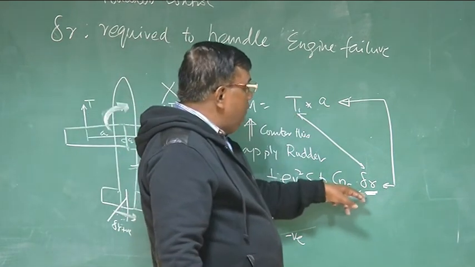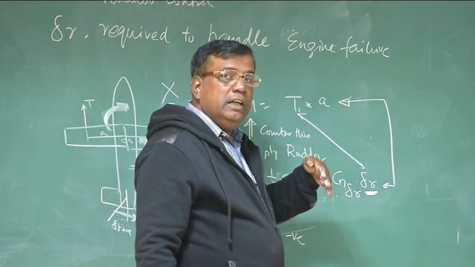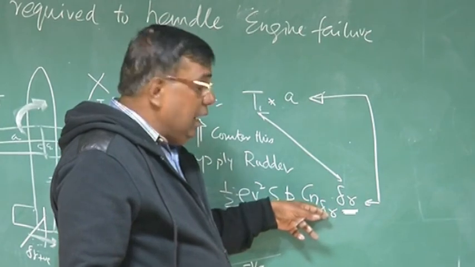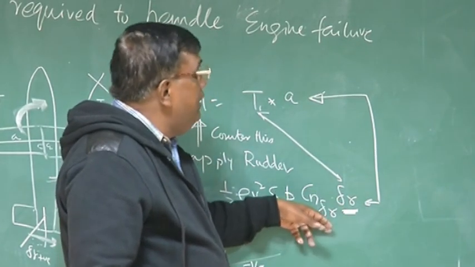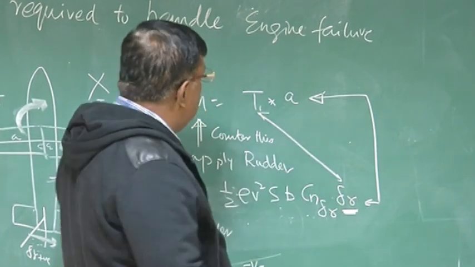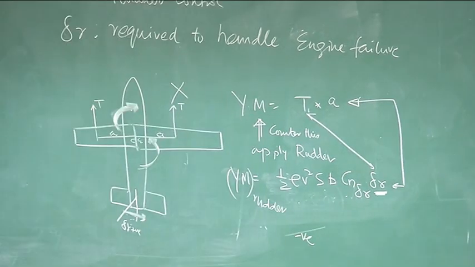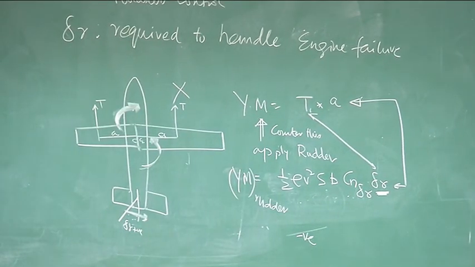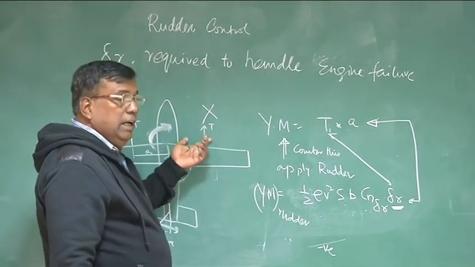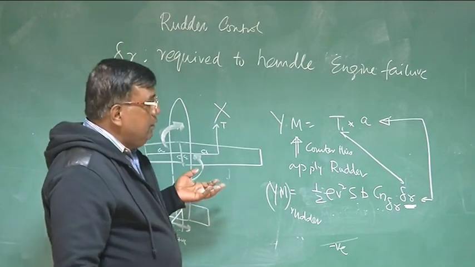And then I should also know the limitation of delta R, how much delta R I can deflect for it to remain effective. Right? So for a particular value of Cn delta R, if the delta R is very high, I'll increase Cn delta R so that the delta R value remains within the limit. So this is a very simple but very interesting and very useful approach to ensure that you can still control the airplane when one engine has failed, as far as directional motion is concerned. Right? Thank you very much.